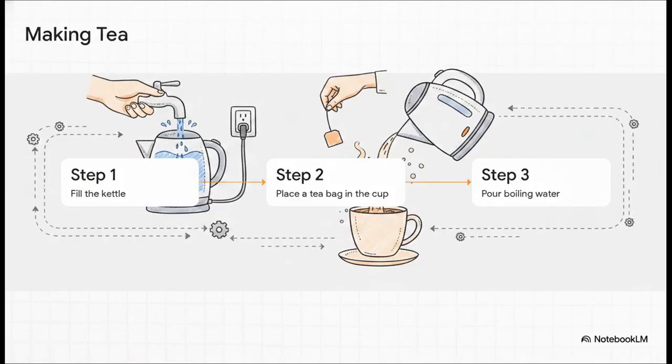Think of it like the algorithm you use every single day to make a cup of tea. Step 1, fill the kettle. Step 2, place a tea bag in the cup. Step 3, pour the boiling water. I mean, it seems super obvious to us, but computers need that exact same level of microscopic, step-by-step instruction. Your algorithm really has to account for every single tiny action.